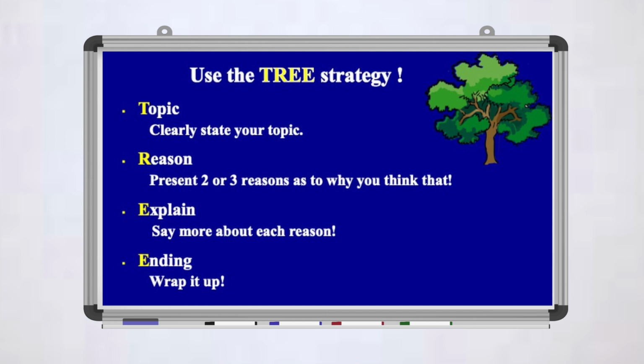Let's break the tree word down. T is for topic, R is for reason, E for explaining, and E is for ending. What do I mean by topic? You have to clearly state your topic. And then you have to present 2 or 3 reasons as to why you have that opinion. And then explain furthermore. Write more about your reasons. Show the readers. Persuade the readers. And then end it. Wrap the whole thing by summarizing and restating.